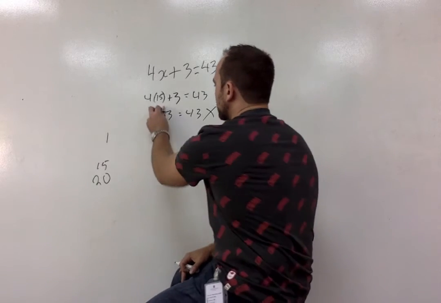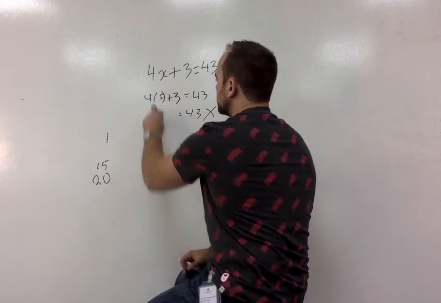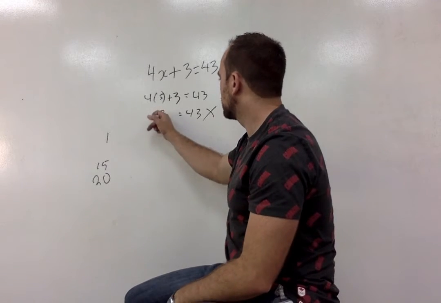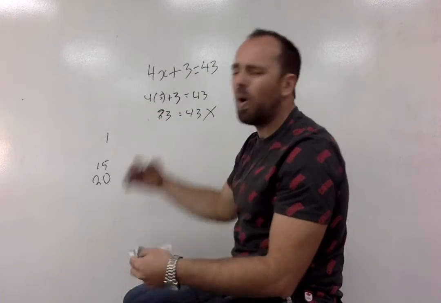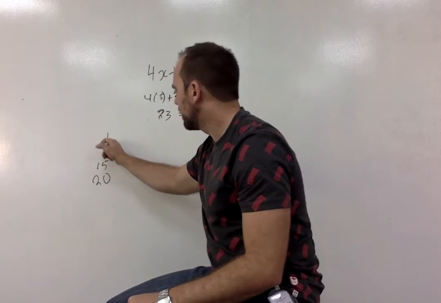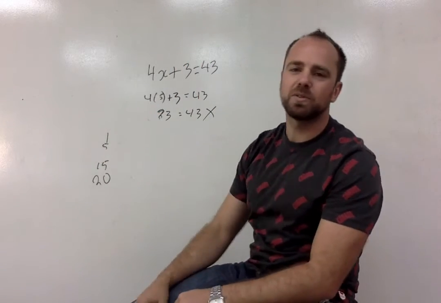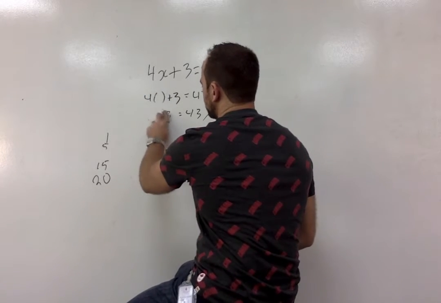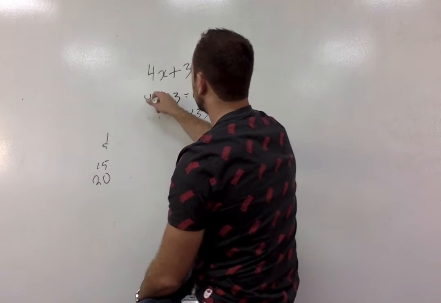Let's try 5. 5 times 4 is 20. 20 plus 3 is 23. No, that still doesn't work. Okay, what else can I try? Well, how about I go in between? I'll go right in the middle. So let's try 10. What happens when I do 10?